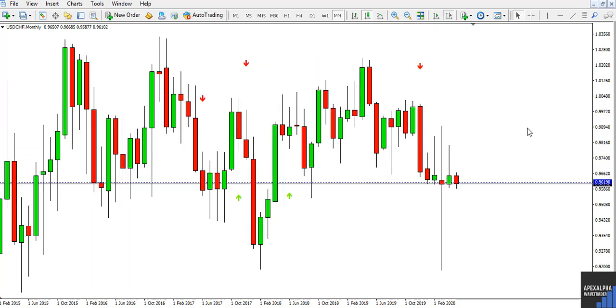and you can see we had this pronounced spinning top here, meaning that sellers were trying to push price down but buyers refused, and we had an inverted hammer here. So basically there might be a very strong possibility on the USD CHF that the market might push up. Okay, but that's on the monthly chart.